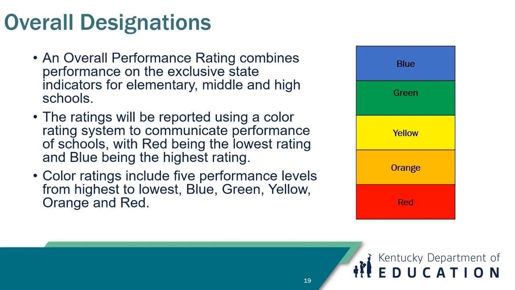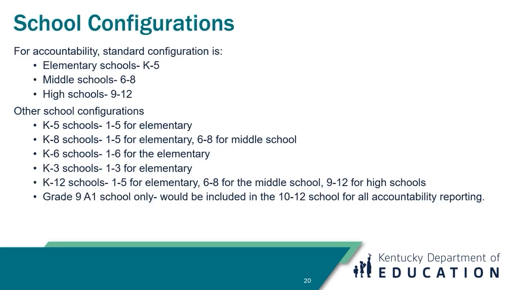Picture a spectrum. At one end, we have red, which is indicative of the areas where there's significant room for improvement. And as we traverse across the spectrum, the colors shift, each representing a progressive uptick in performance. This pinnacle of achievement is represented by blue, which is for exceptional performance. This color-coded system is designed to provide a swift visual assessment of performance, making it easier and more accessible for stakeholders to grasp the status and areas of focus.